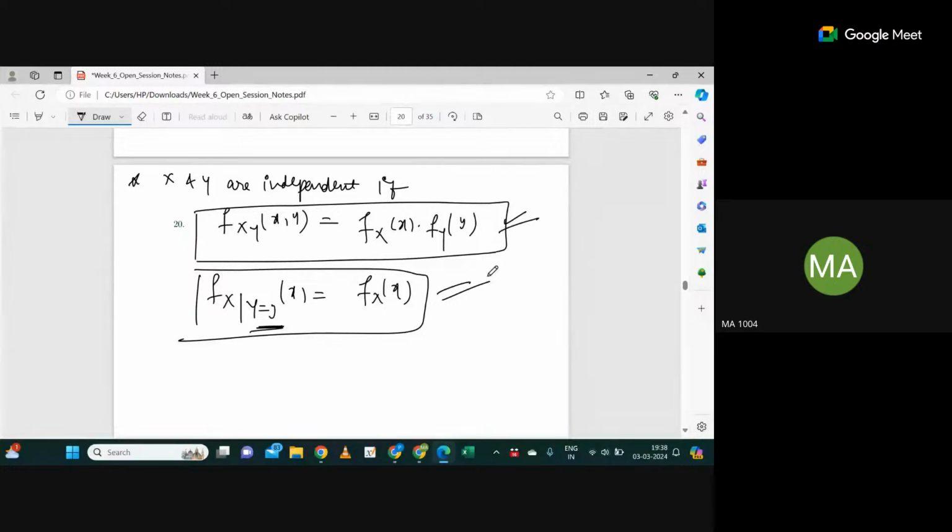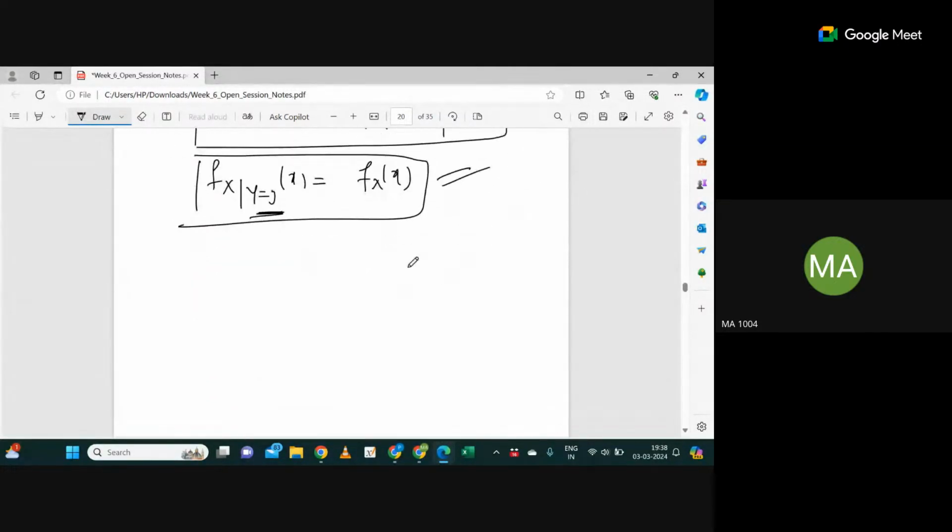Is this clear? Let me take one example for independence. Suppose X and Y are from uniform on D, where D is, let's say, 0 to 1 and 0 to 1 for simplicity.